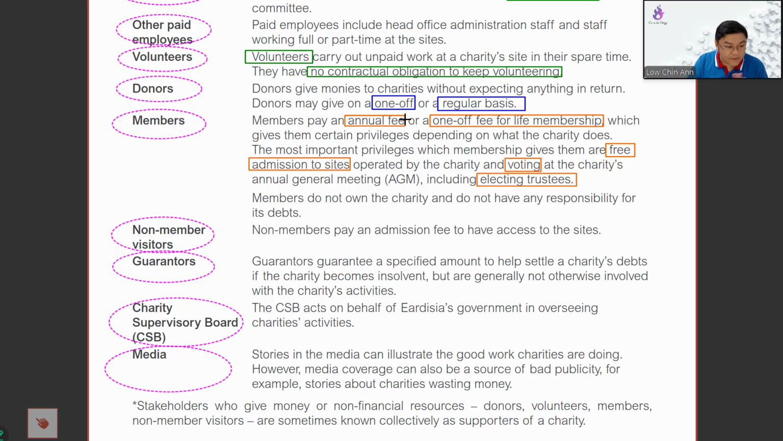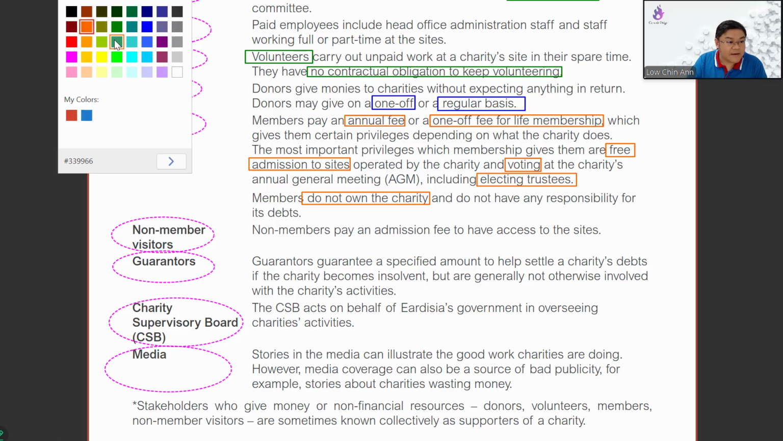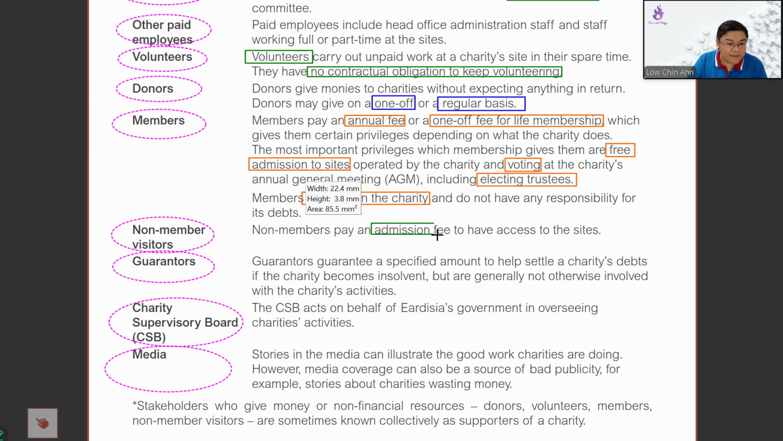Now, they are not shareholders, because if we say they can vote, right? They are not shareholders. They don't own the charity. They don't have responsibility for the debt. They only have power to vote for who they want to govern the charity. Okay, now non-members, they basically visit the sites and they pay admission fees to enter.